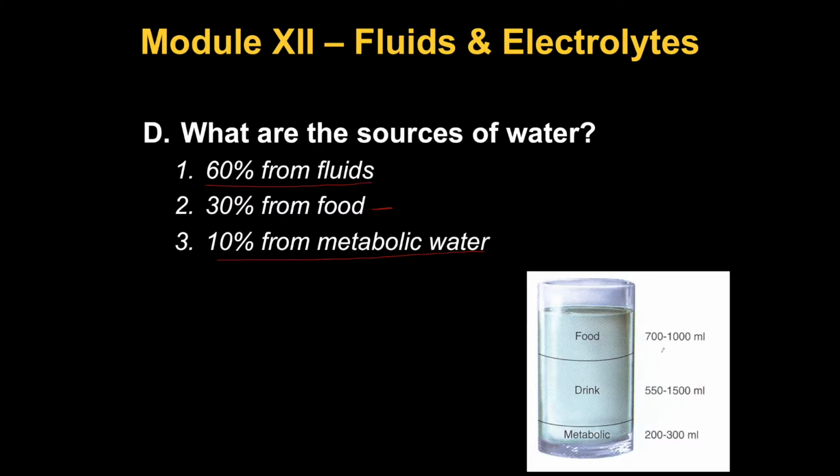So when you break things down as far as milliliters are concerned, about food, 700 to 1,000 milliliters of fluid there. Fluids, as in beverages, about 550 to 1,500 milliliters. And metabolically speaking, from conducting all of those metabolic pathways and producing ATP, we're going to get about 200 to 300 milliliters from there as a source as well.